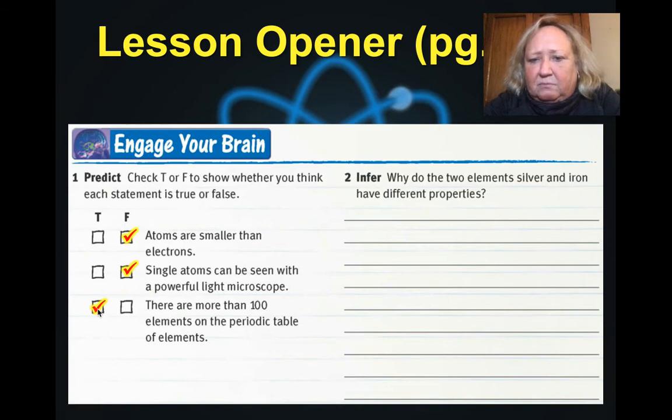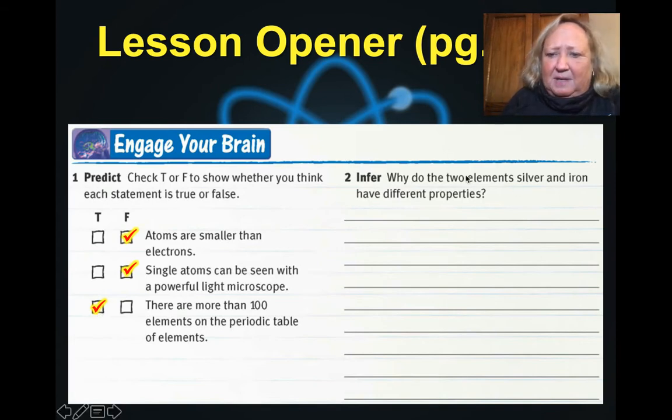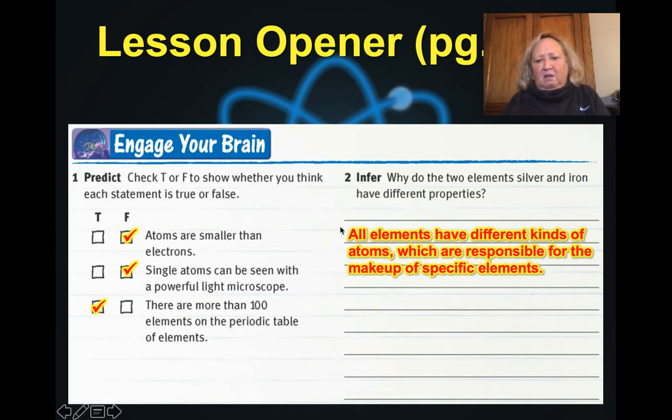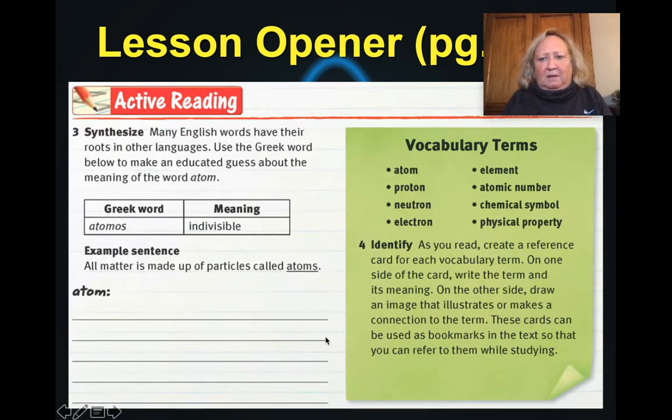All right. So the inference question for this lesson: why do the 2 elements, silver and iron, have different properties? Okay. Again, these are elements, and we'll learn what that is. Silver and iron, why are their properties slightly different? Okay, well, they're made up of different atoms. And we will get into all of that as we go through this beginning lesson, and then as we go further into the details of this.